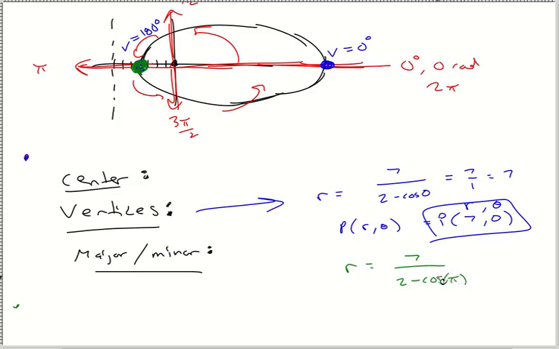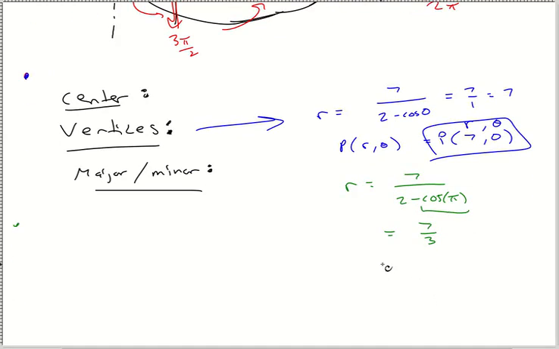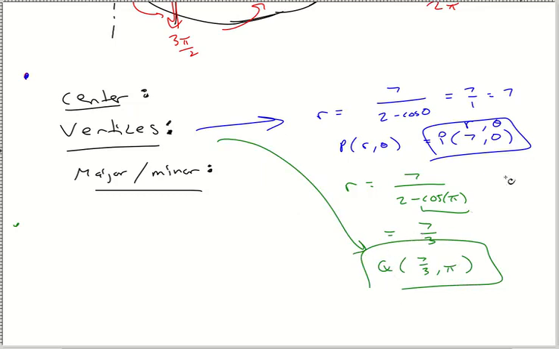Or again, 180 if you're more comfortable with degrees. So cosine at pi is -1. This guy's a -1. Two negatives, we get a positive. So 2 plus 1 is a 3. And so my point here, I'll say Q, just because it's funny. We got 7/3 comma pi, and that's my other vertex. So these guys are my vertices, the blue and the green.